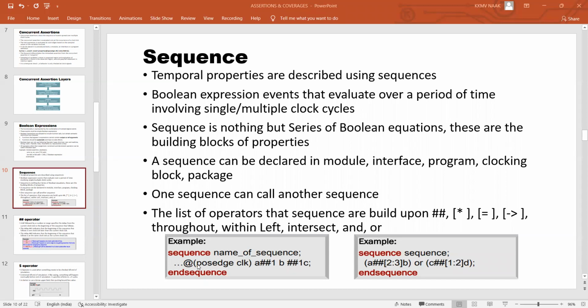Okay. So in this way, you can write your sequence. These are examples. Is everybody clear on what a sequence is? Anybody having any doubts? If you are having any doubts, you can just ask me right now itself.